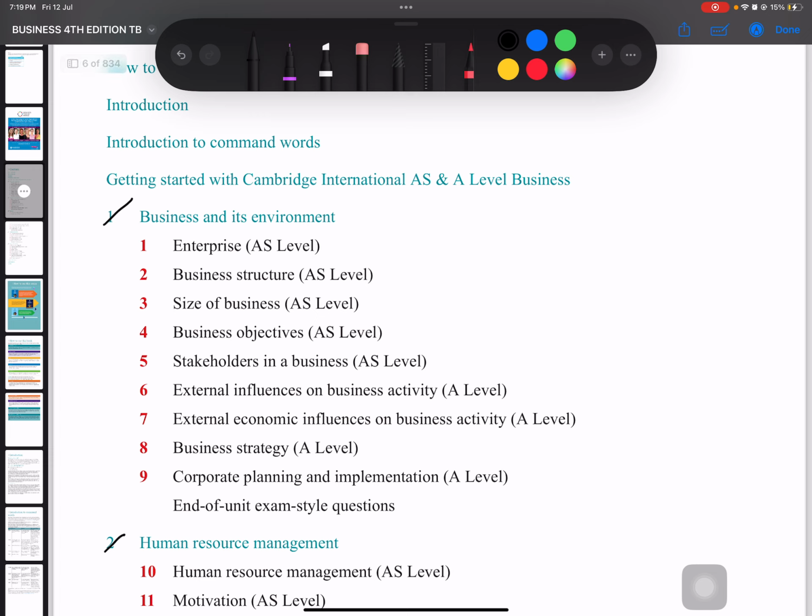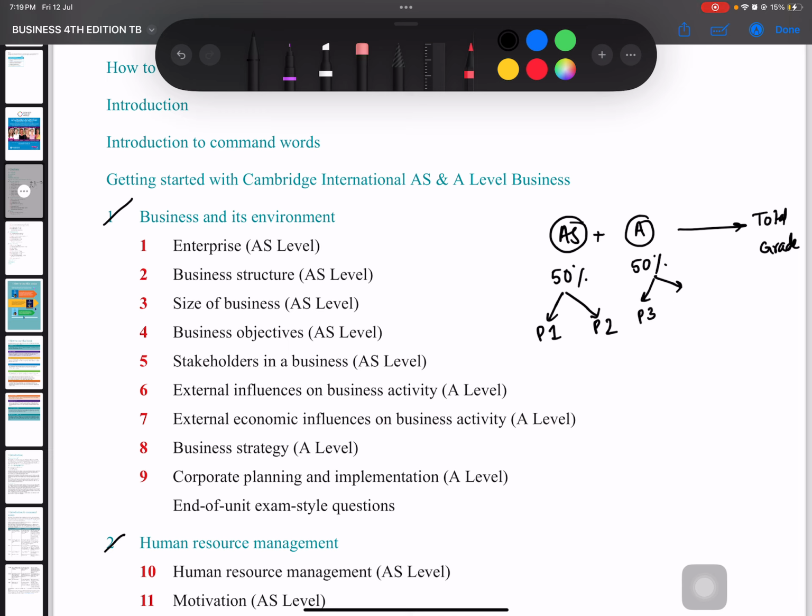For your total overall grade, your AS level score and your A level score are combined. AS level weighs 50% of your total score and A level weighs 50% of your total grade. The AS level grade is calculated from paper 1 and paper 2, and the A level score is calculated from paper 3 and paper 4. All of these combined, we get the total grade.